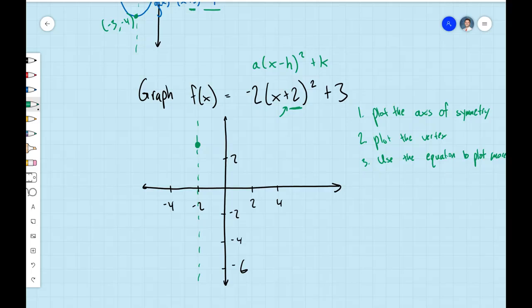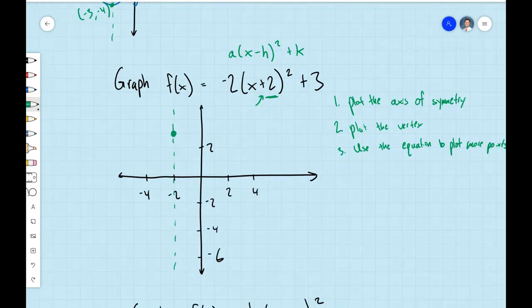And then we can use our equation to plot more points. We're also going to use our axis of symmetry to help us out here. So let's find 2 points that are to the left of our axis of symmetry, and then we can use the axis of symmetry to plot 2 corresponding points to the right, and then we'll have a total of 5 points to graph this quadratic. So we have negative 2 times x plus 2 squared plus 3.